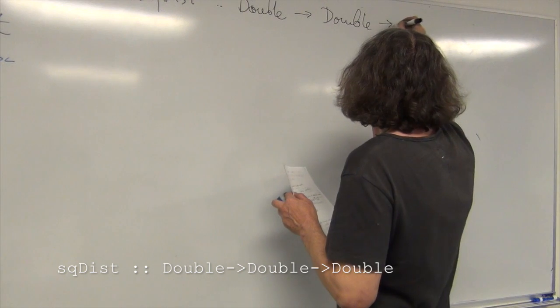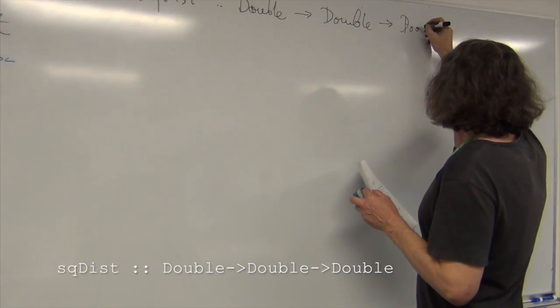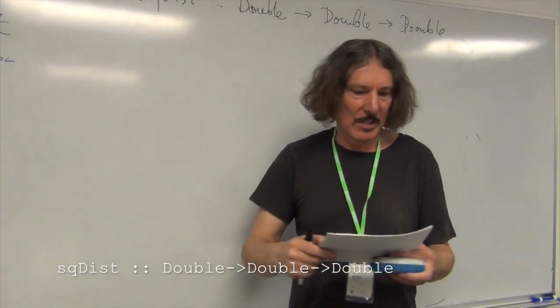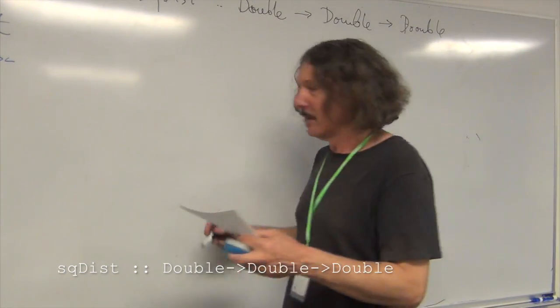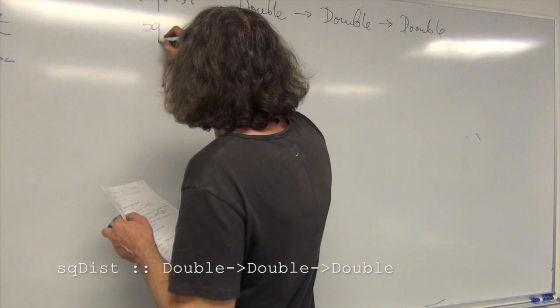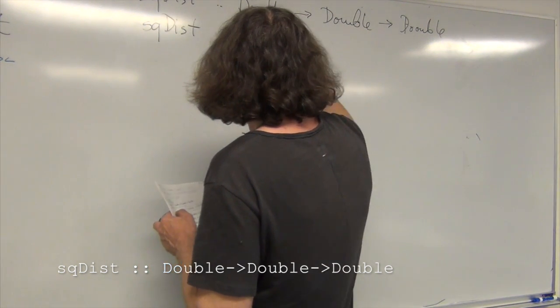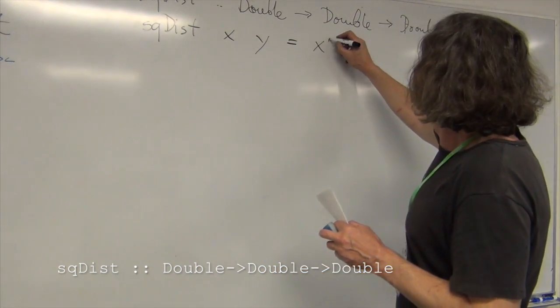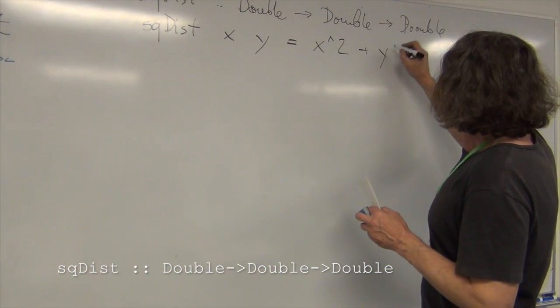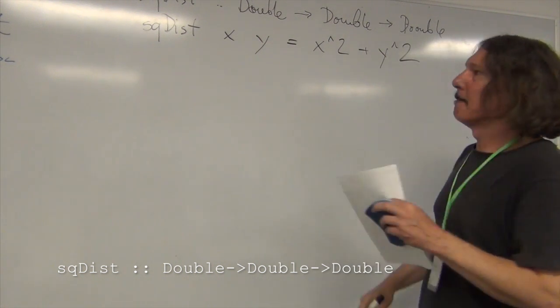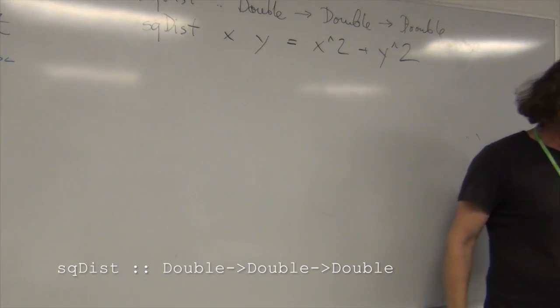I mean, the compiler says that you can use it for more general types, but let's just do this. So this is squared dist that takes x and y, and x squared plus y squared. Yeah. So that's this one.